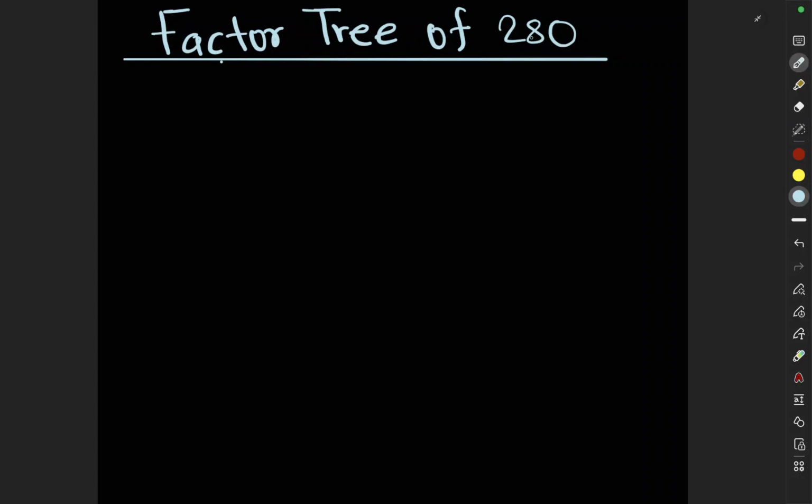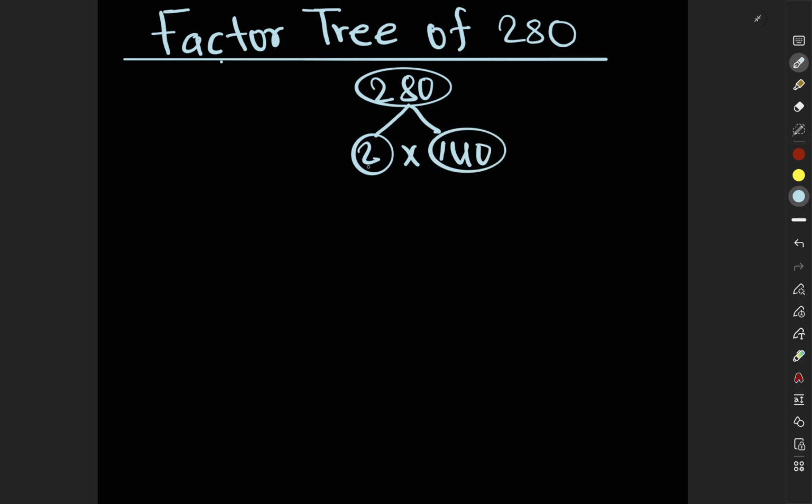Factorization of 280. So 280 can be written as 2 times 140. 2 times 140 is 280. 140 can be written as 2 times 70. 2 times 70 means 140.